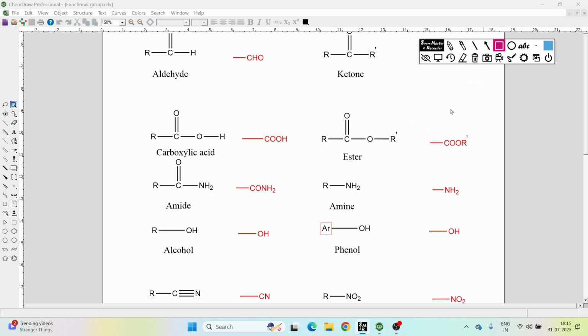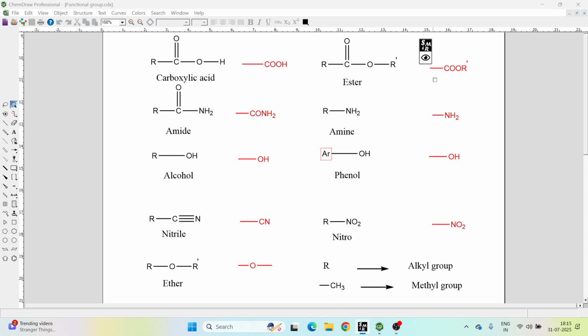What is the next category we are coming to? The next category is this category of compounds, alcohol and phenol. Now what are alcohols and what are phenols? See, both contain this as the functional group. Can you see? Then why do you call this compound an alcohol, and why do we call this compound a phenol?